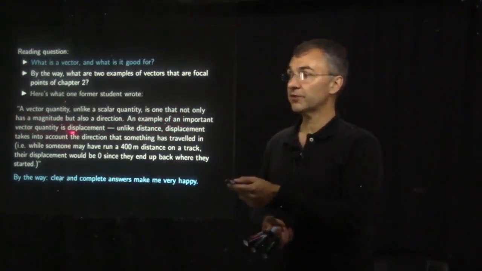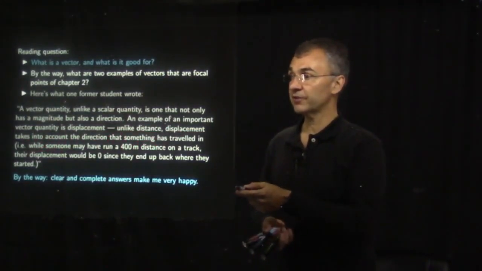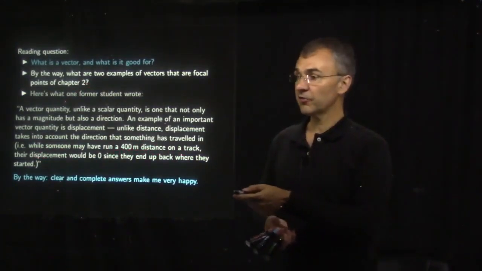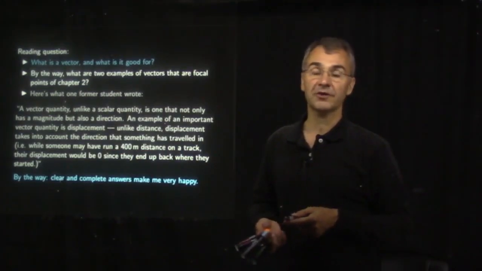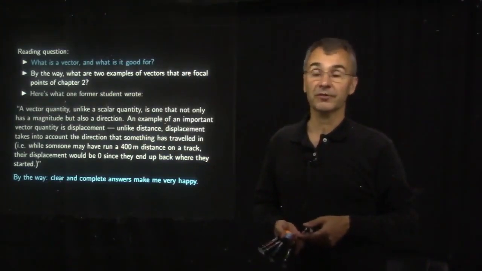An example of an important vector quantity is displacement. Unlike distance, displacement takes into account the direction that something has traveled. In other words, while someone might have run a 400-meter distance on a track, their displacement could be 0 since they might end up back where they started. So if you end up back where you started, your displacement is 0 even though your distance traveled might be 400 meters if you ran around the track.